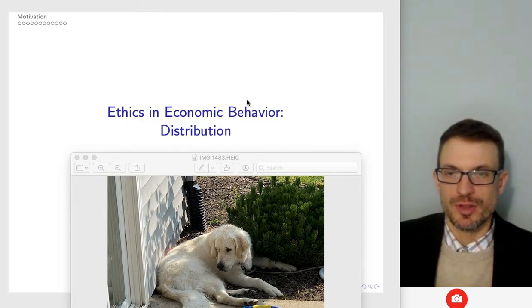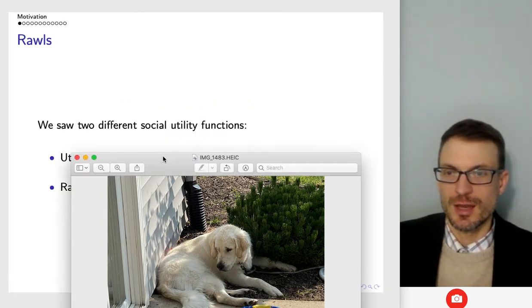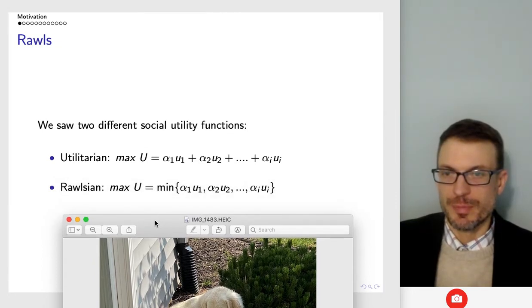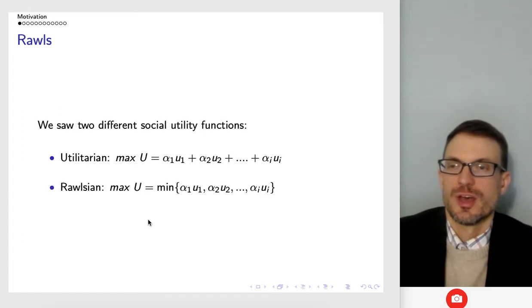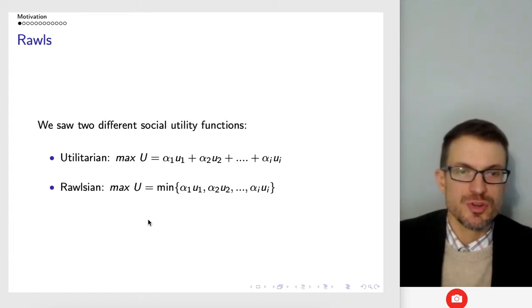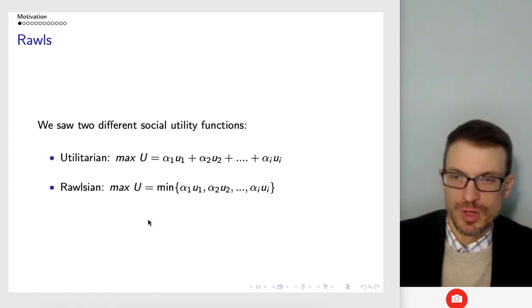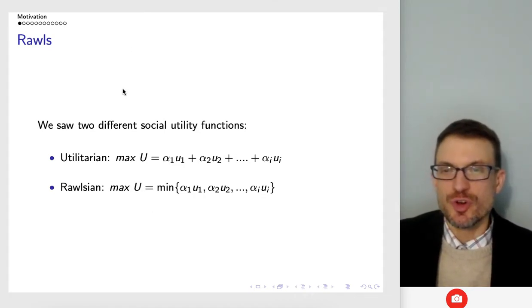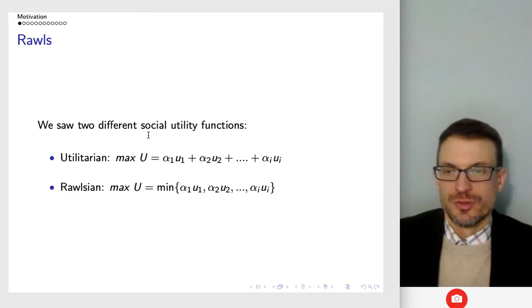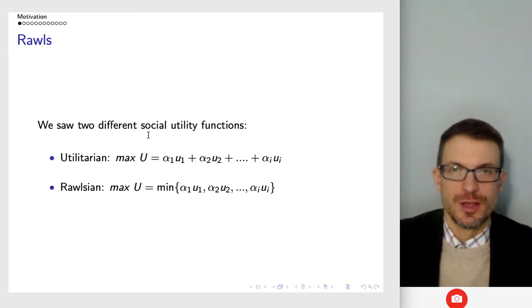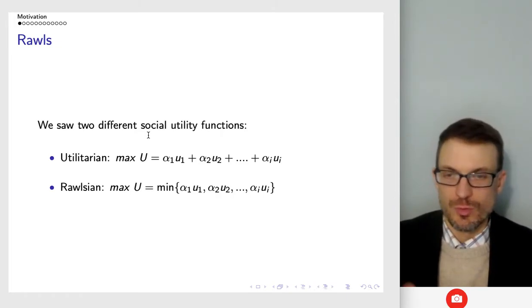In this video, I'm going to talk about distribution, and in particular, I'm going to talk about these two social utility functions, and then I'm going to talk about thinking about contributions from Rawls and then Nozick. All right, so we have two social utility functions. Typically, I would have put these on the chalkboard. So we could think of modeling a societal or a social utility function using one of these functional forms.